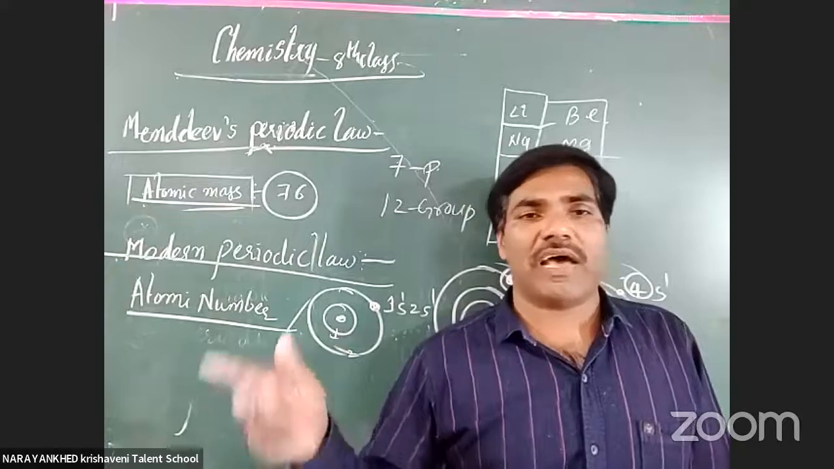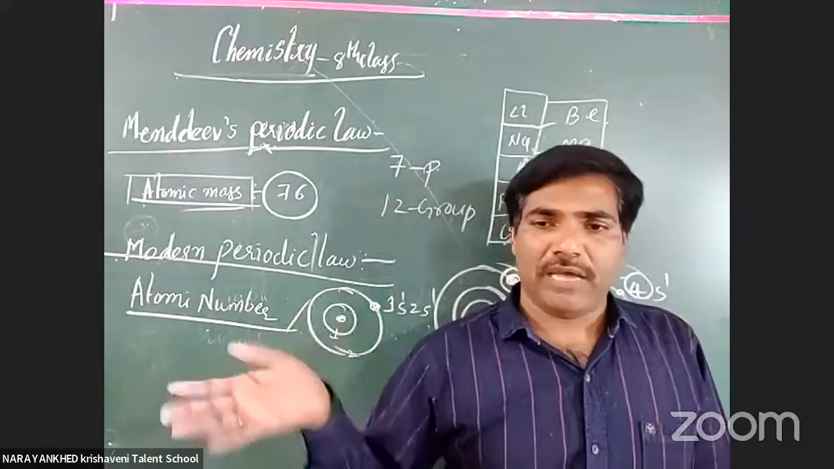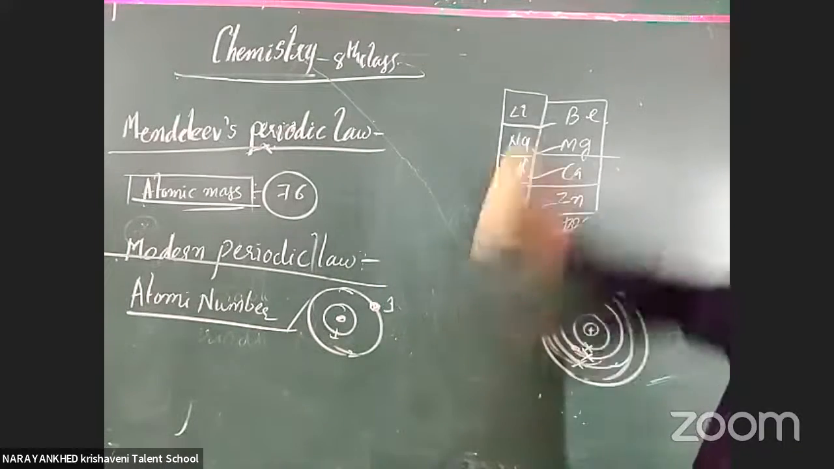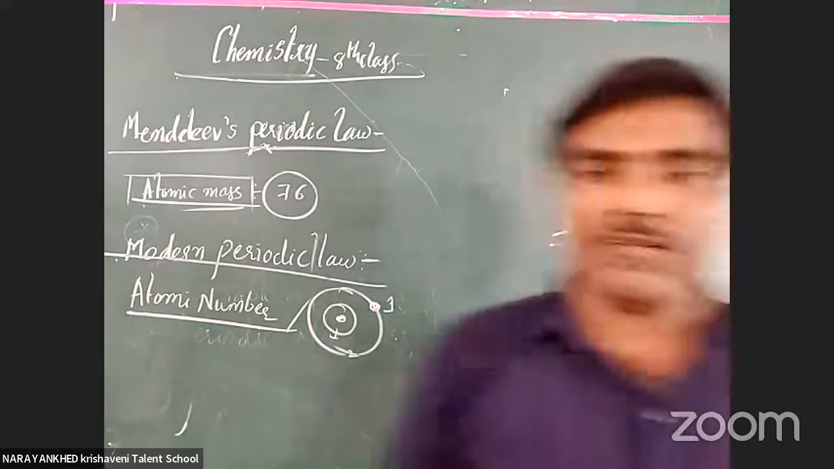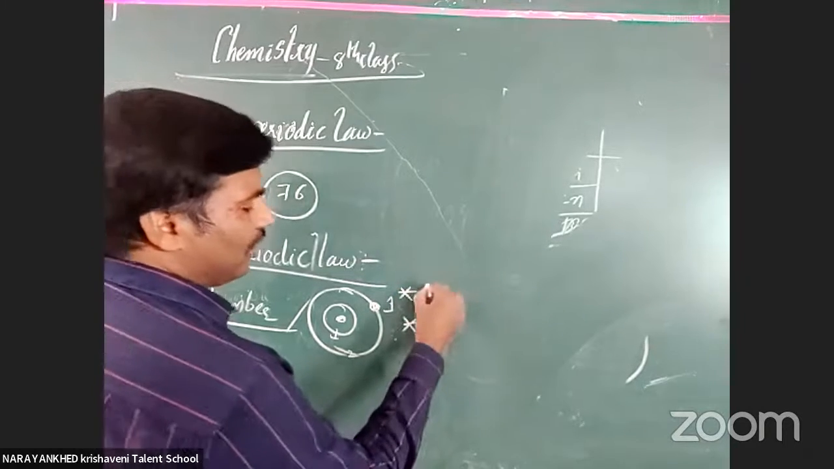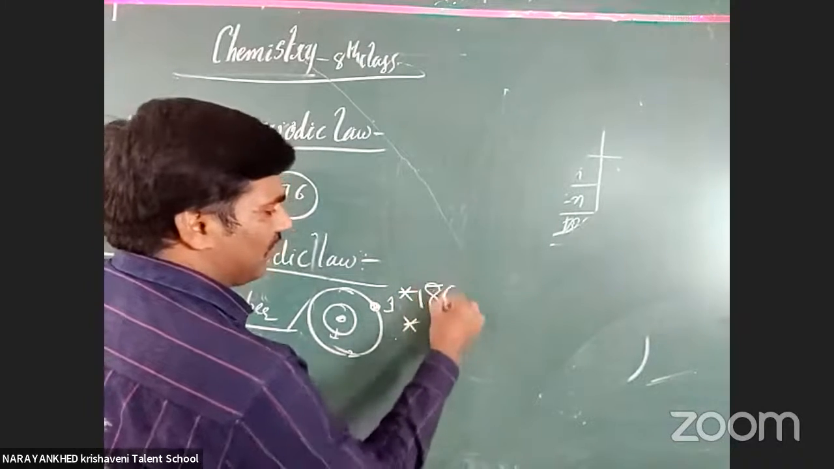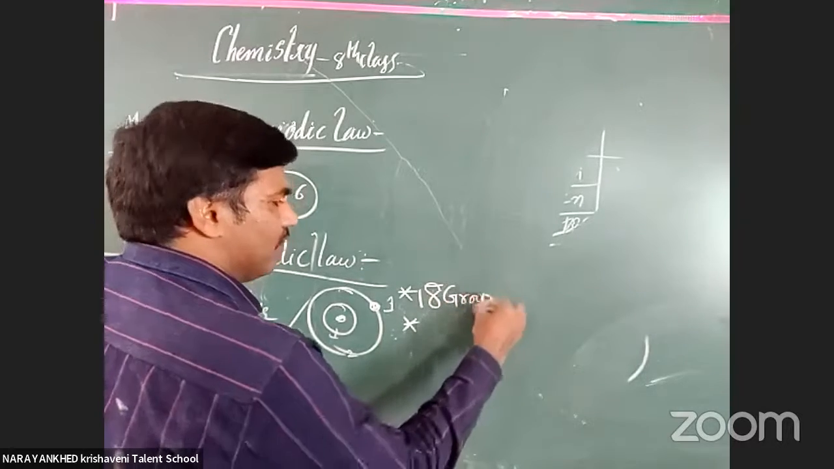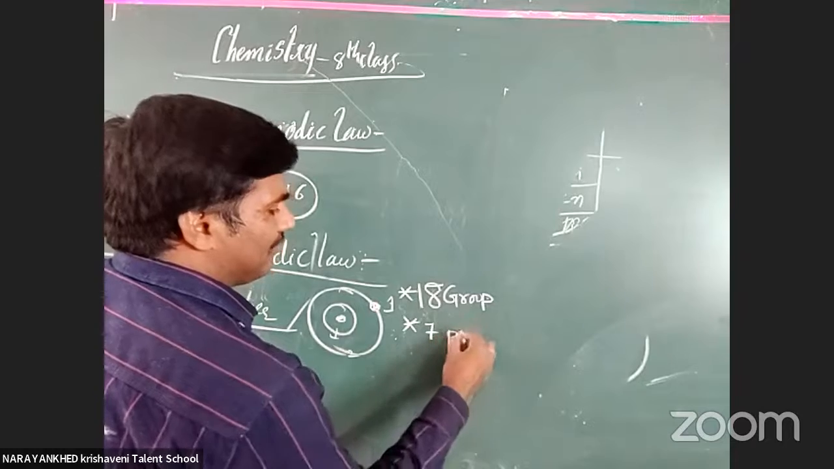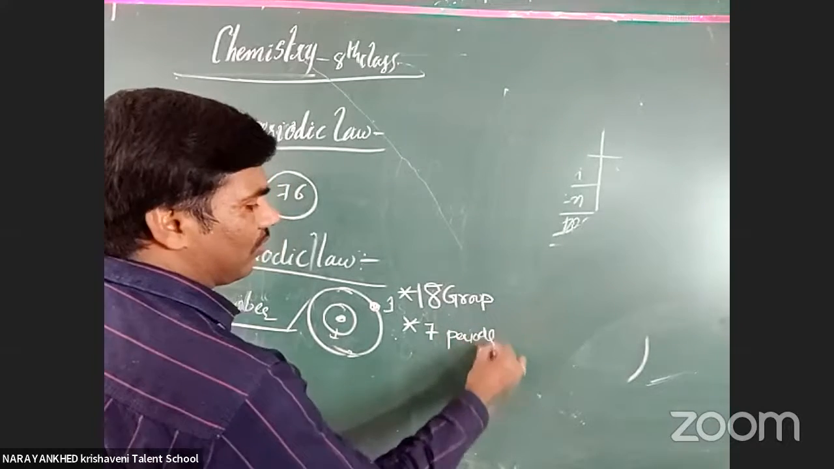Mendeleev's table is one of the bases. Based on that only, in the modern periodic table, they consider how many groups and how many periods? There are 18 groups, and as well as 7 periods here. Okay, clear or not? Yes.